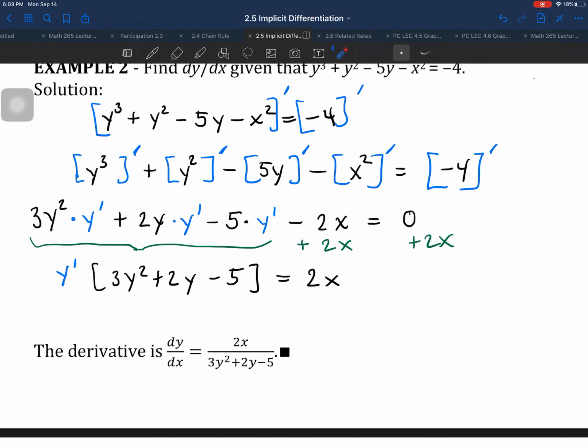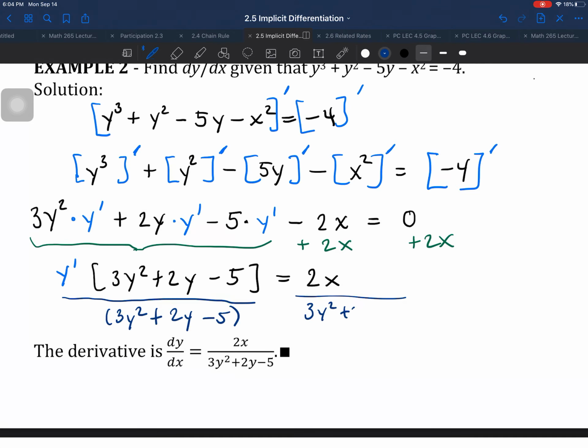Now you see it there. And along these 3 terms, because all three have a common factor of y prime, I will factor it out, leaving behind 3y squared plus 2y minus 5. Now notice that I factored it out, and now I can go ahead and divide both sides by that term. So I can bring it here and then divide both sides by 3y squared plus 2y minus 5.